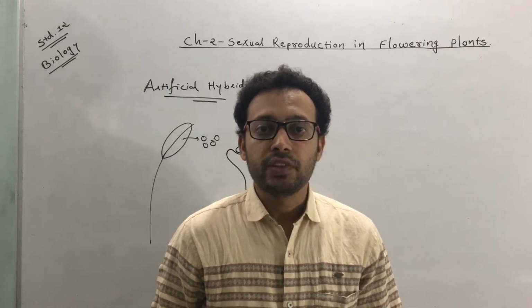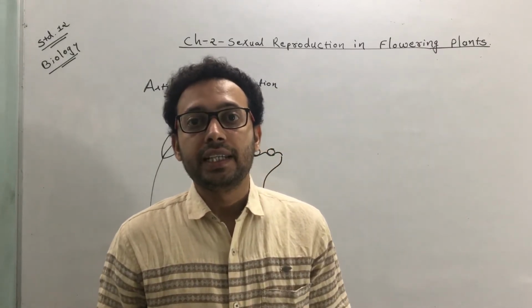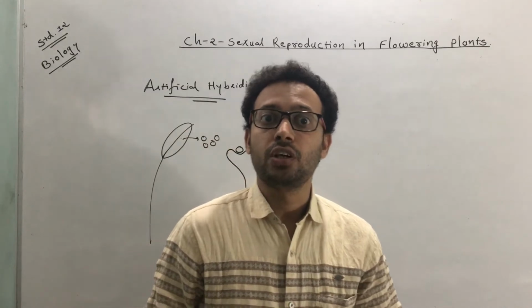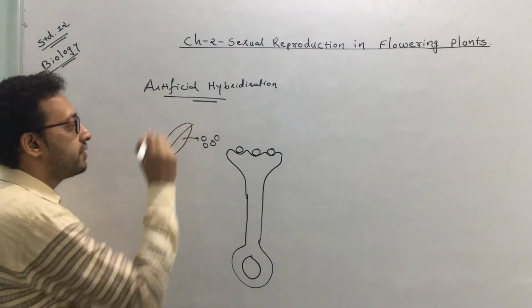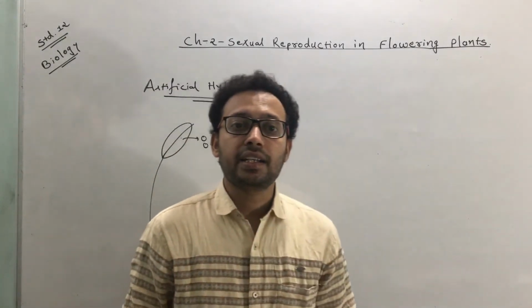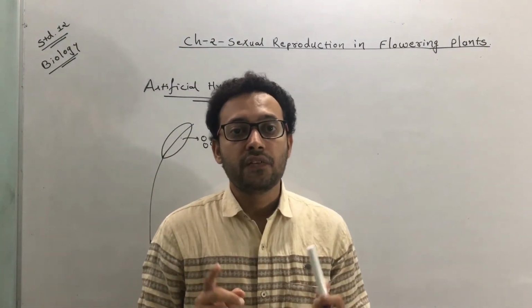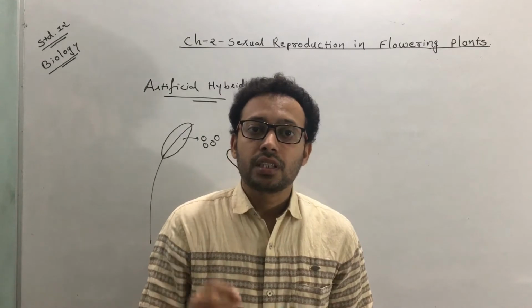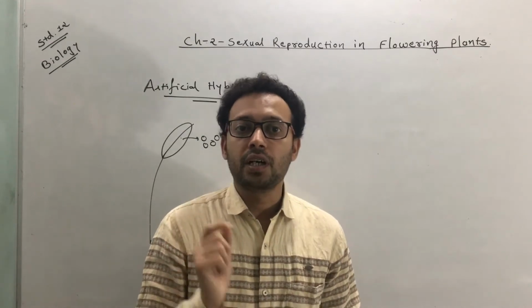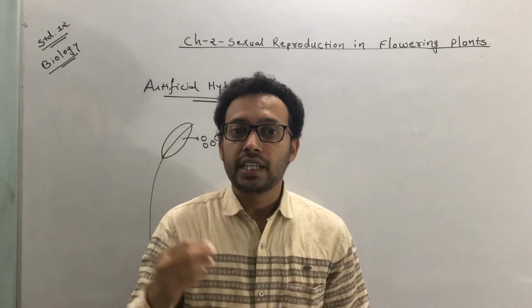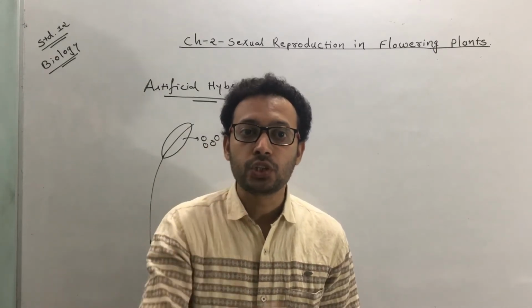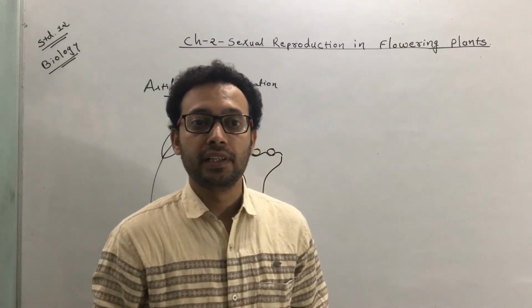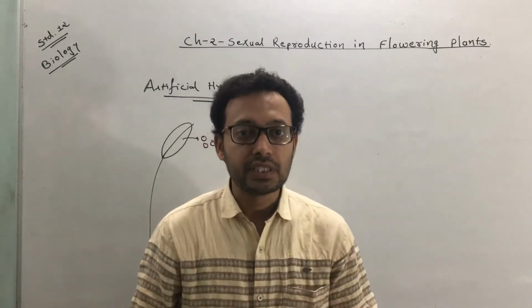But now we don't want to be in a dilemma. We want to be sure, and for that we perform a process called artificial hybridization. Artificial hybridization has very good importance in crop improvement programs. Clear? Because here we keep only the desired pollen grain on the stigma of a carpel, and how we will achieve that we will see.